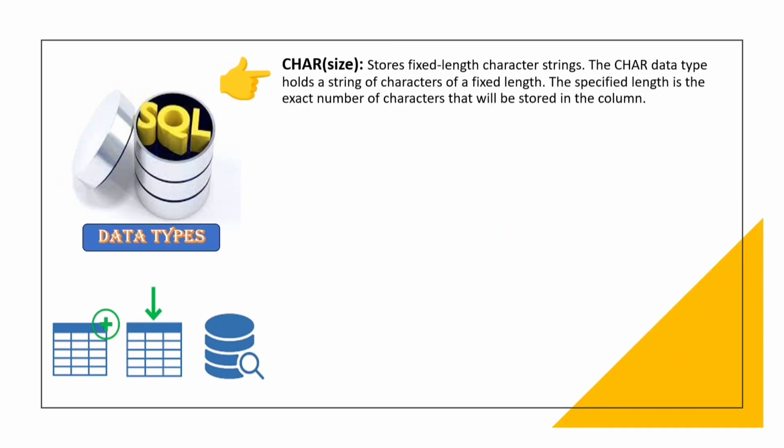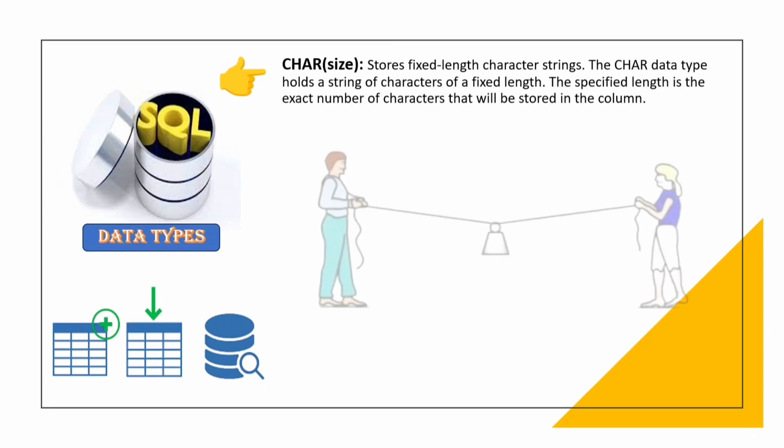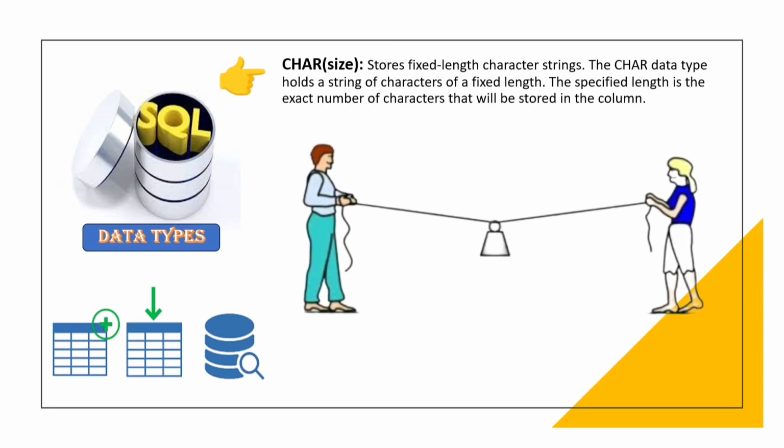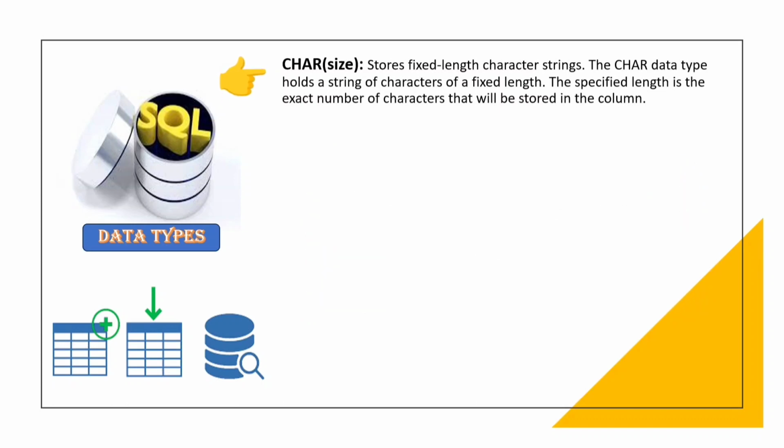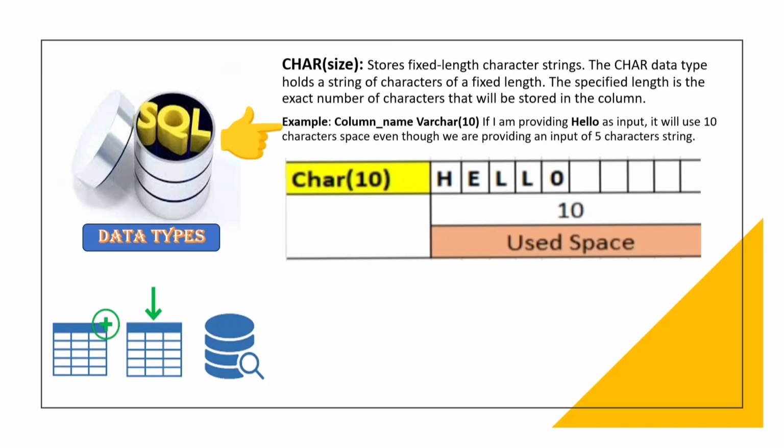Next is character. It stores fixed length character string. The character data type holds a string of characters of a fixed length. The specified length is the exact number of characters that will be stored in the column. So let's discuss this with an example. Suppose we have defined a column with 10, and if I am providing hello as input, it will use 10 character space even though we are providing an input of a 5 character string, which is hello.